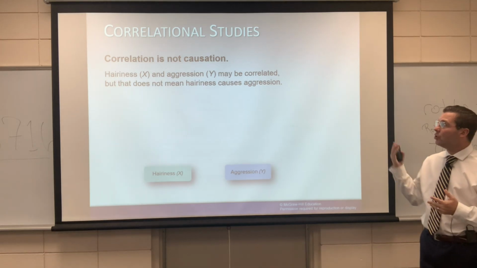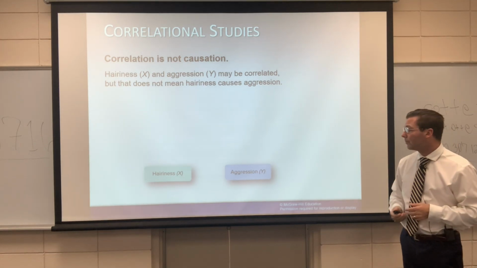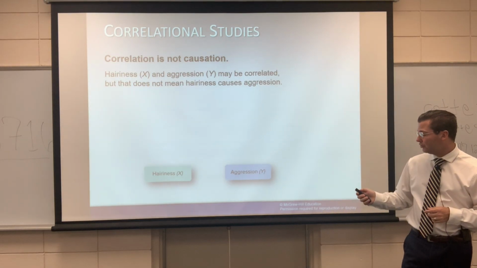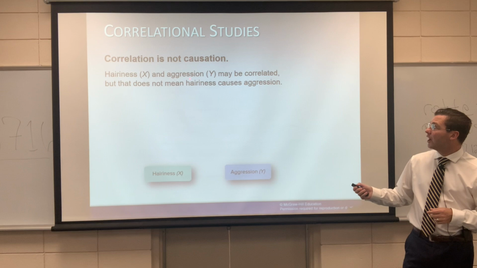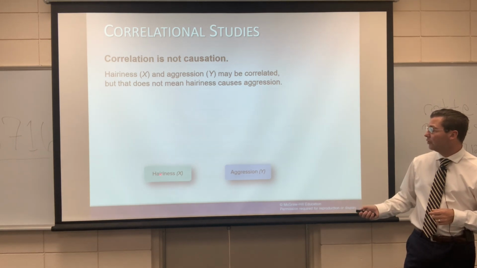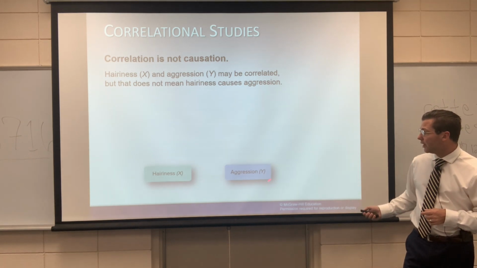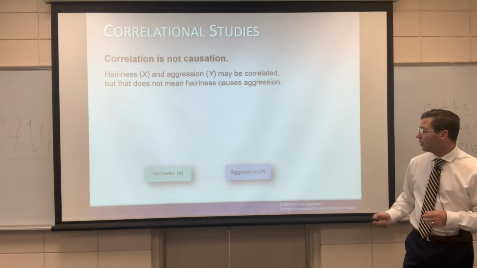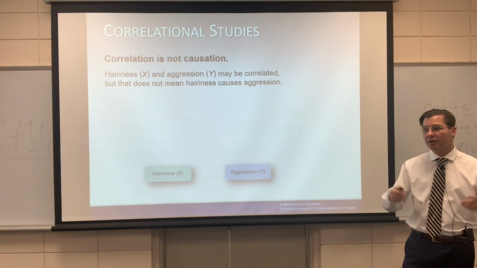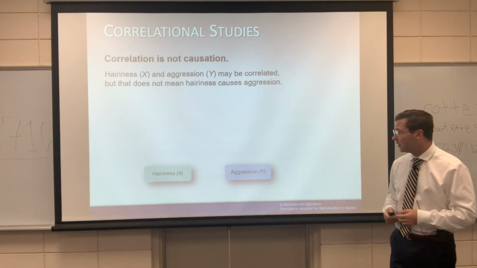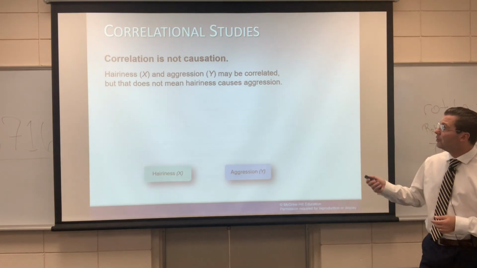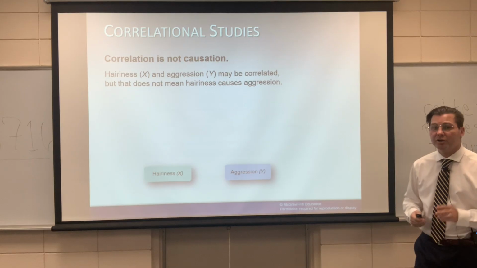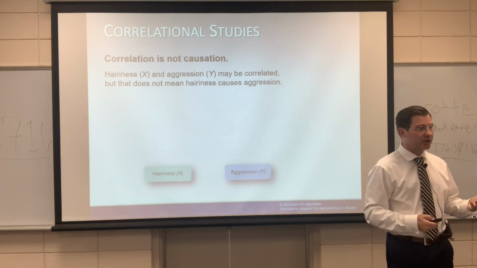Now let's look at why correlation is not causation here. Now, it says here hairiness, which is going to be X, and aggression is going to be Y. So predictor and then the outcome. The predictor, which is X, is hairiness, and the aggression is Y. So the hairier you are, the more aggressive you're going to be, I suppose is what this is saying. But that doesn't mean that hairiness causes aggression. There could be another variable that we haven't considered yet.